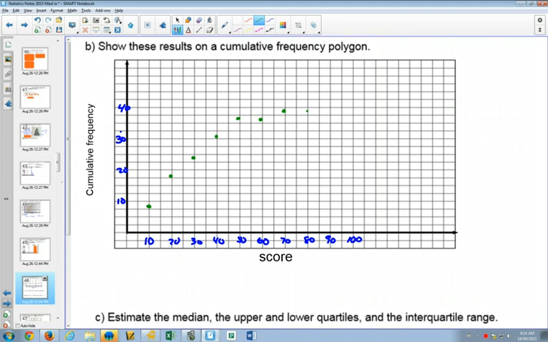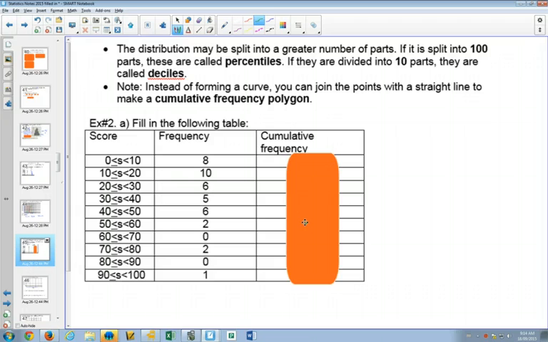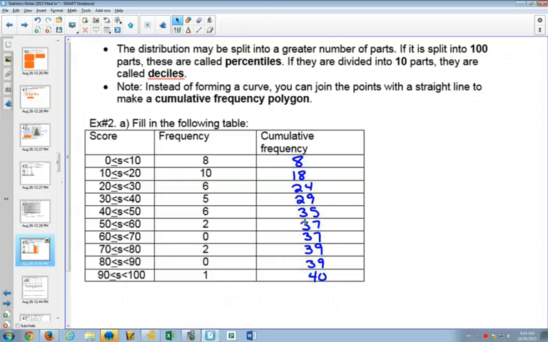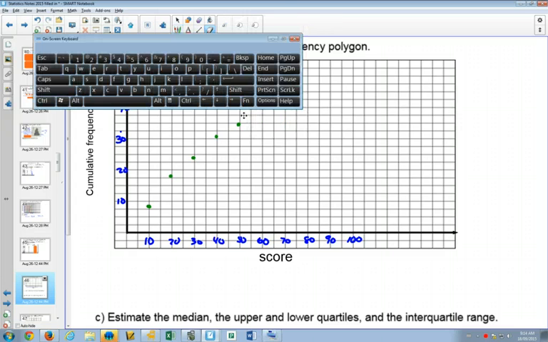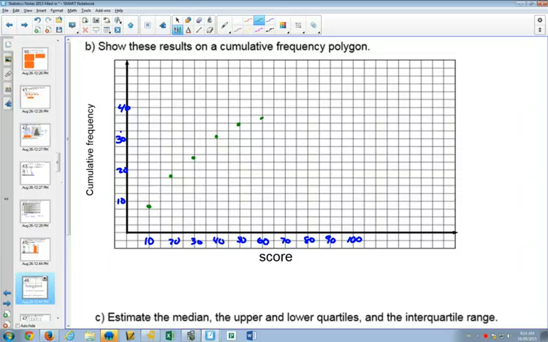Okay, let me go back to the data here. 29 at 40, 35 at 50. Yes, I missed that one. So at 50, we're at 35. Then at 60, we're at 37. 37 again. Those ones are a little low. Then we're at 39 at 80. 39 again. And then finally 40 at 100.